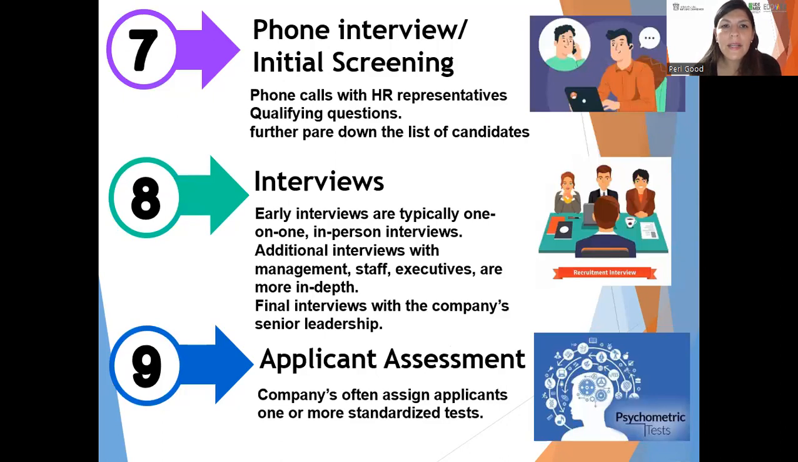Step 7 is phone interviewing or initial screening. At this moment, the HR representatives call all the people who have the characteristics that they need, and they can ask qualifying questions, special questions more related to the work, and these questions help them to select the candidates better. The objective of this step is to further pare down the list of candidates.